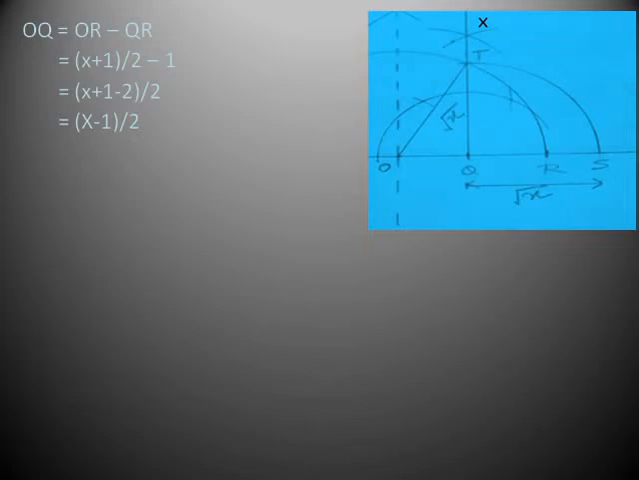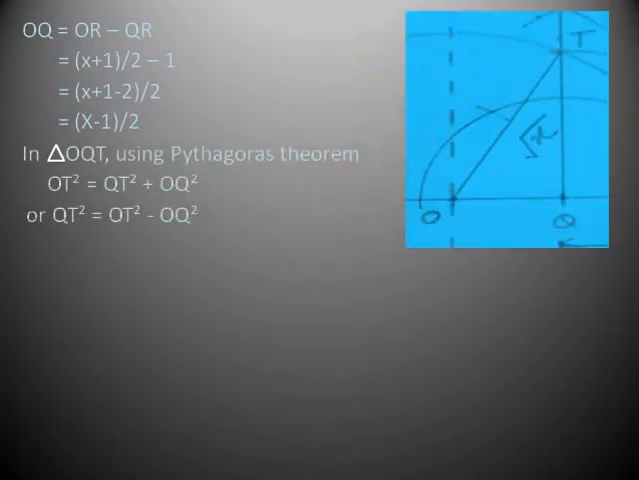Dear students, just see the figure. We have a triangle OQT which is right angled at Q. So we will use Pythagoras theorem here, which gives OT square is equal to QT square plus OQ square. And this equation can be written as QT square is equal to OT square minus OQ square. As we have to find QT, so we will keep QT on the left side. Now substituting the values of OT and OQ, we get QT square is equal to ((x plus 1) by 2) whole square minus ((x minus 1) by 2) whole square.